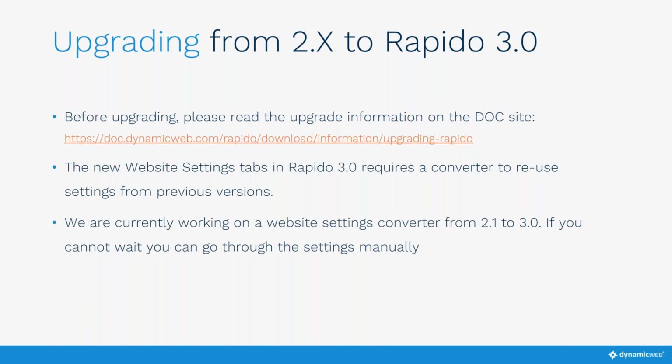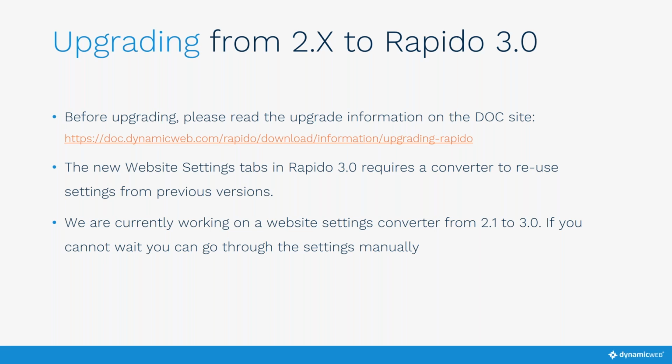Some of you have solutions running on 2.0 or 2-something of Rapido, and it's possible to upgrade to 3.0. It takes a little effort though. So before upgrading, you have to read the information on the doc site that explains how to do all of this. One of the issues with the upgrade from 2.0 to 3.0, because of the website settings, is that the data structure is a bit different.